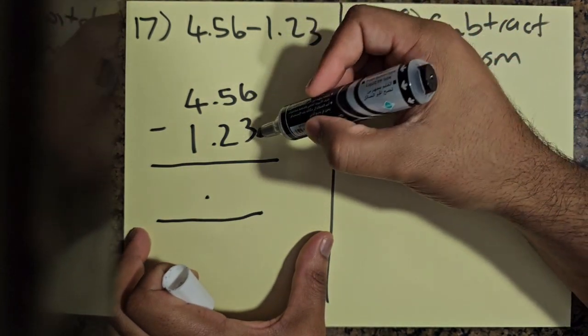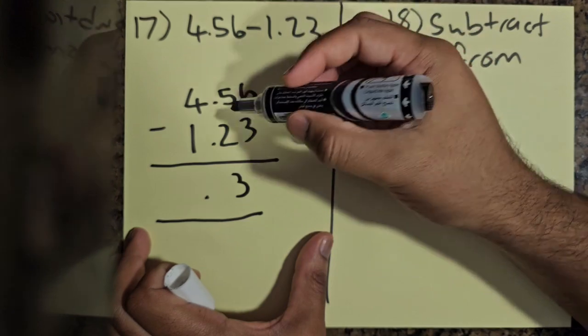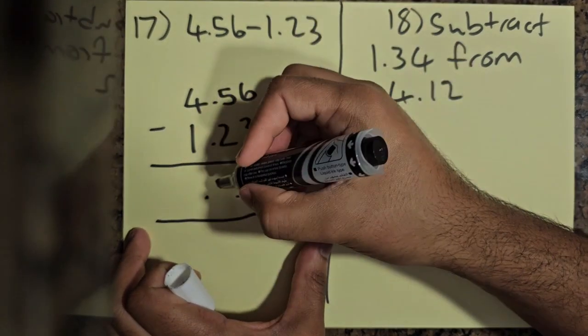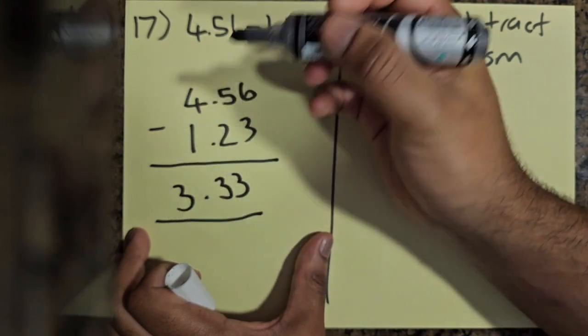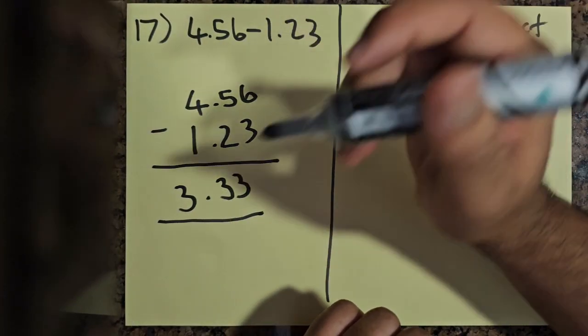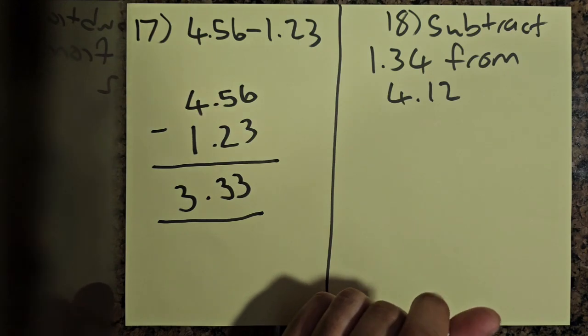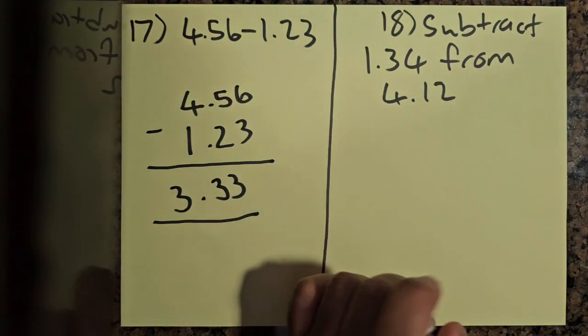So let's go. 6 minus 3 is just 3. 5 minus 2 is just 3. And 4 minus 1 is 3. The point is already there, so that saved us from making any kind of mistake. You're going to do the same on this side. Be careful with this one.